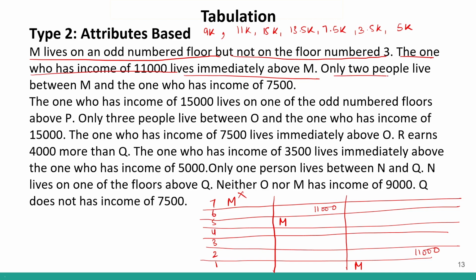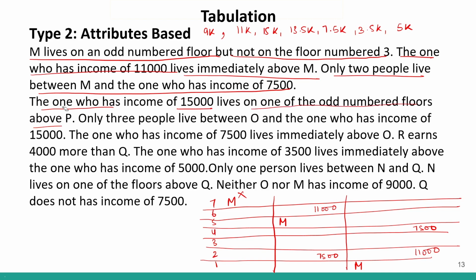Now, only two people live between M and the one who has income of 7,500. So two persons, that means 7,500 will come here. Two persons live between M and the one who earns 7,500. Clear? Now, the one who has income of 15,000 lives on one of the odd numbered floors above P.